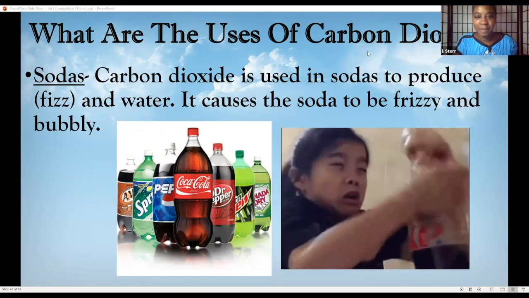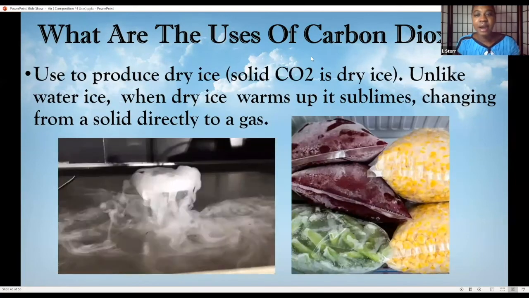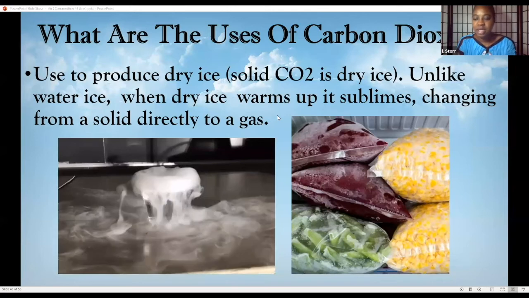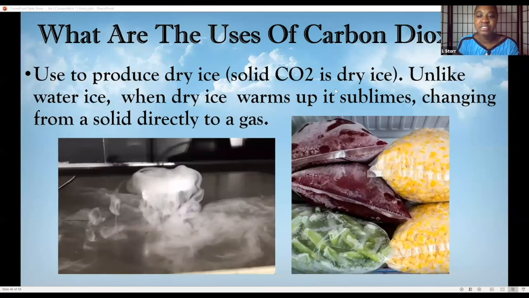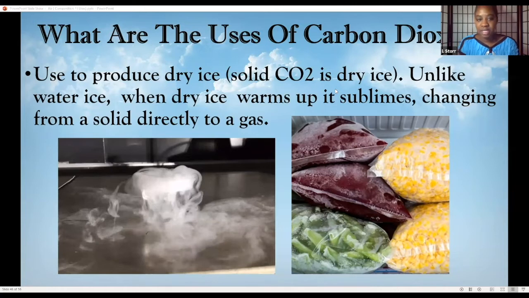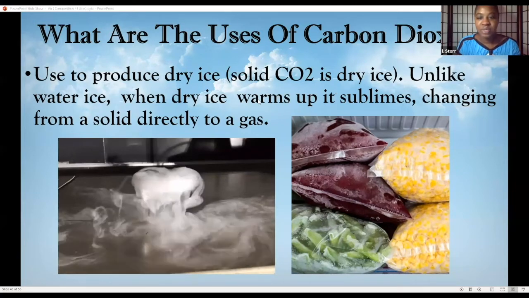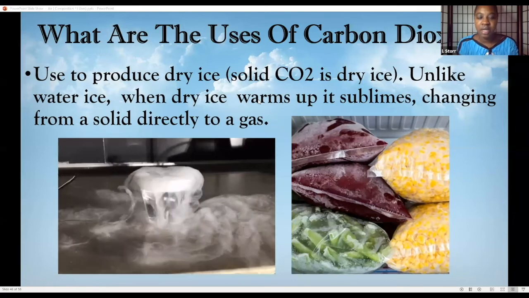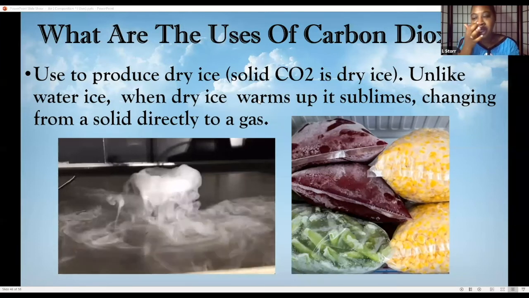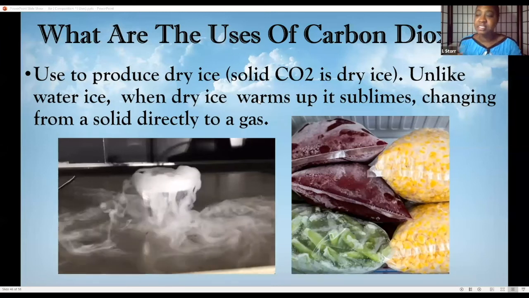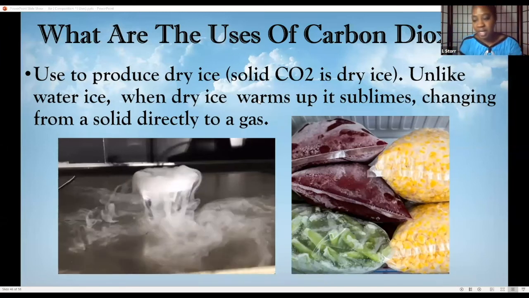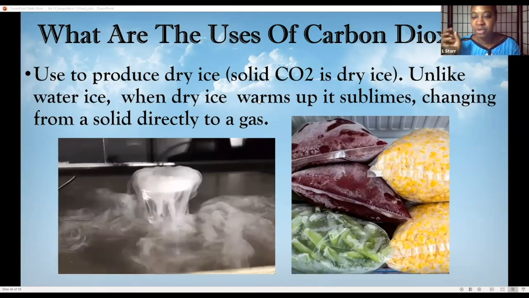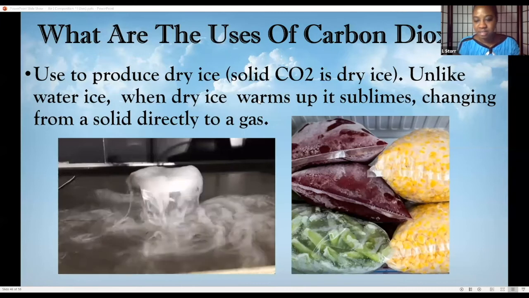Okay, let's move on. Next one, carbon dioxide can also be used to produce dry ice. Dry ice is just a solid form of carbon dioxide. Unlike water ice, when dry ice warms up, it sublimes, changing from a solid directly to a gas. So if you were to heat it, it wouldn't change from solid to liquid to gas. It would go straight from solid to gas.